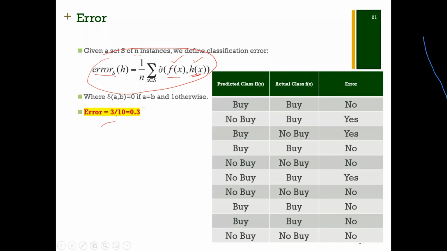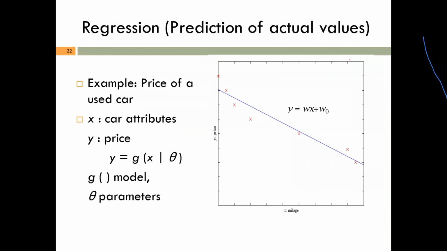This is the other way around. If you want to know the error, it's going to be 3 out of 10. Remember I told you the correct ones were 7 out of 10. So the error is actually 100 minus the accuracy. Like yesterday, we got 93%, so the error is going to be 100 minus 93, which is 7% error. This is how we calculate for classification.